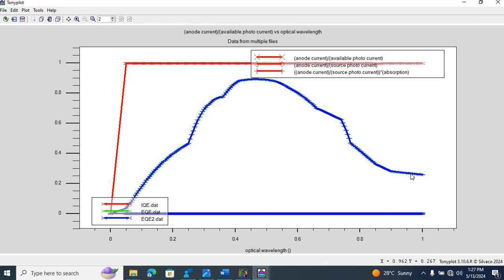Similarly, there could be reflection of light from the top surface, incomplete absorbance, shading by the contacts, non-ideal collection at the contacts, and so many other reasons. So because of those reasons, our external quantum efficiency is always lower than the internal quantum efficiency.